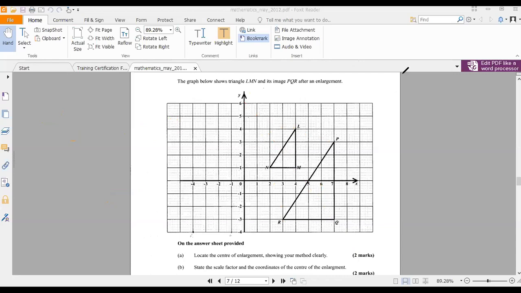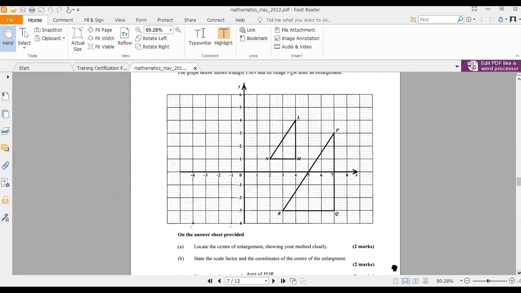But sir, would that be 2 questions in one or just 1 question? No, let's look. Can you see the screen? Yes, sir. Okay, look at A. A says locate the center of enlargement. That's what we did with the lines first. Right. And the second question they say state the scale factor. So that's the second one we did, the scale factor.